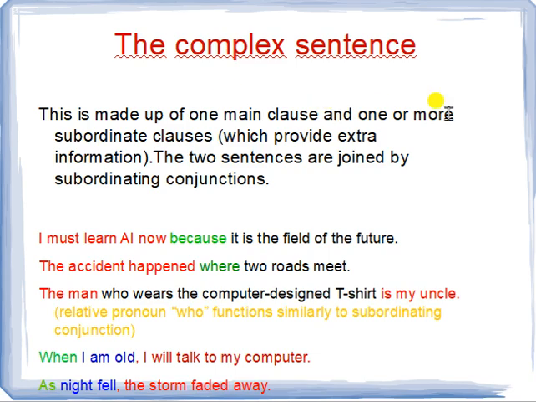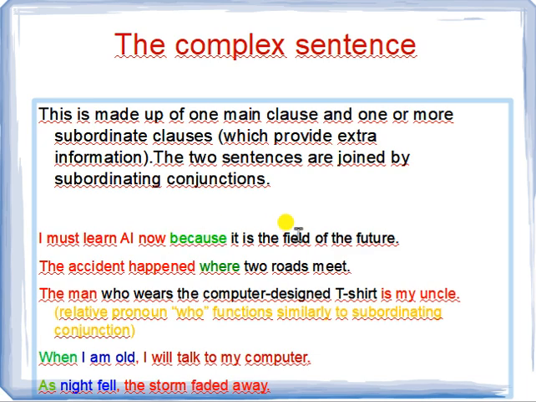One main clause and one or more subordinate or less important clauses which provide extra information, joined by subordinating conjunctions. I must learn AI now because it is the field of the future. So you have a main clause, I must learn AI now, and then this conjunction introduces a reason why I must learn AI now. The accident happened, that's the main clause, where, and then our subordinate clause tells you where this accident happened. It's a complex sentence, a main clause and one subordinate clause.